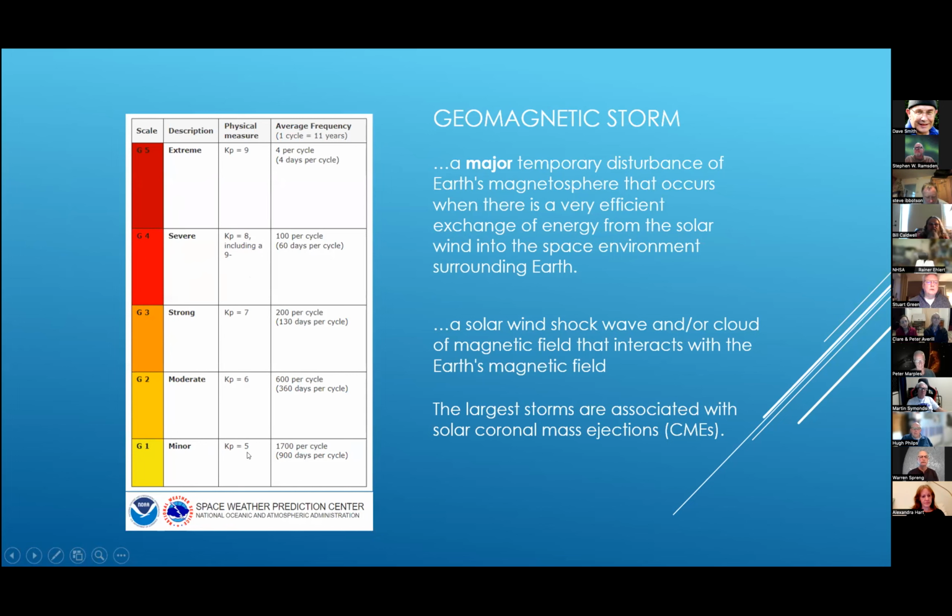In parallel, you've got what's called a Kp. This is the planetary K factor. So for a minor storm, you might have a Kp of 5, up to Kp of 9 for a G5 storm.